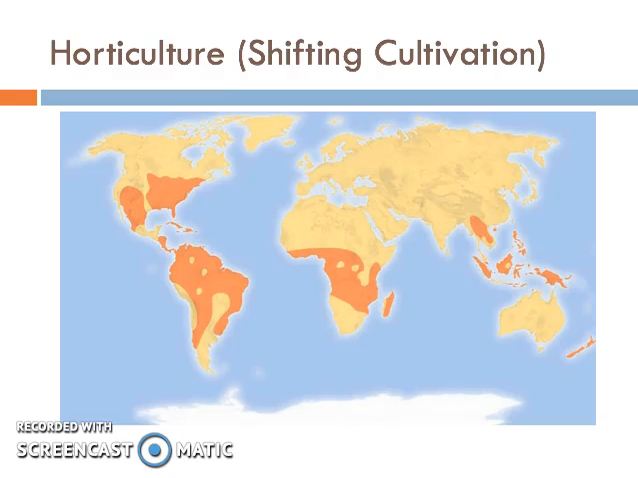This world map shows principal regions where horticulture was practiced in the period of European contact. Note that horticulture was the dominant system of food production in much of eastern North America, as well as in Central Africa, where I have worked.